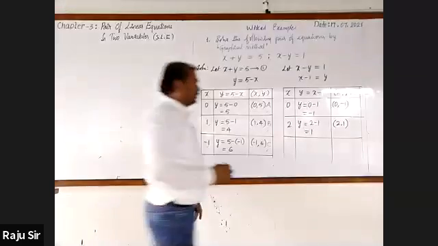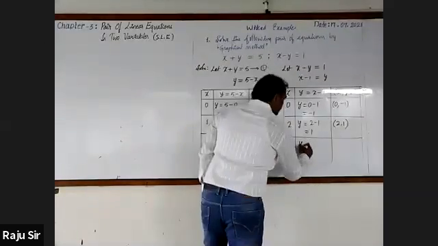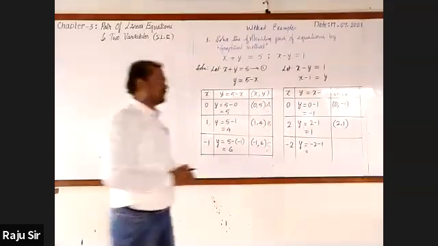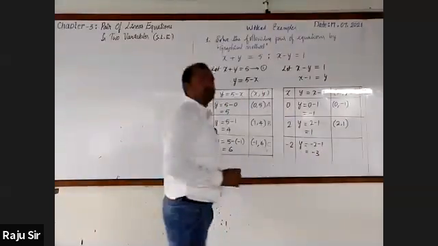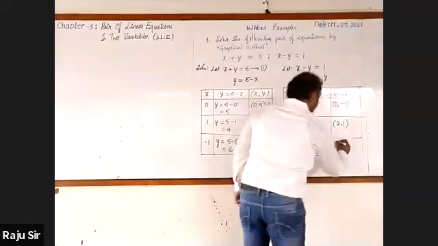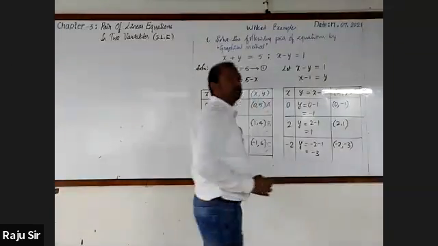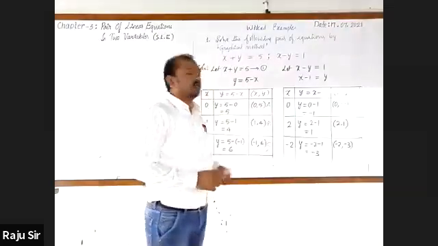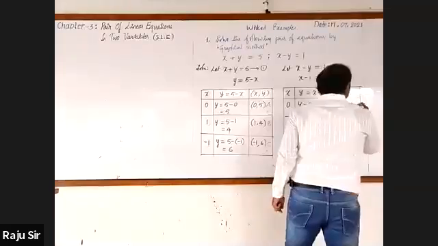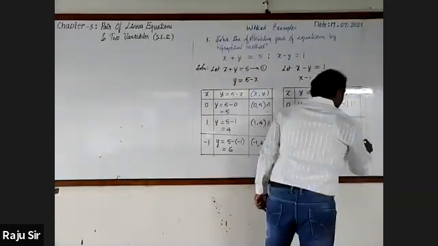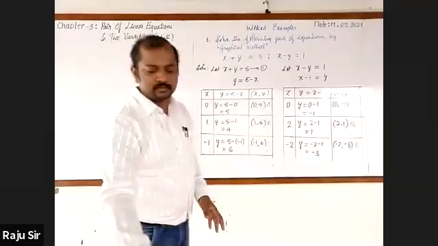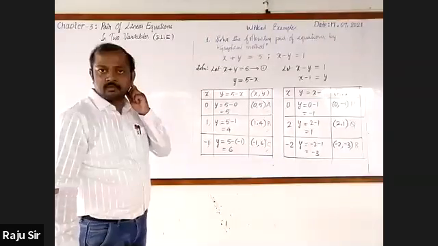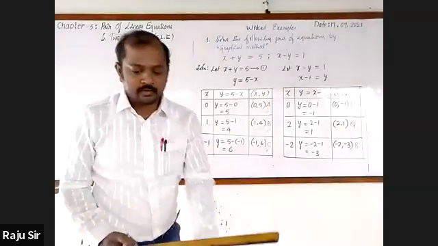Next, you will take minus 2. Then y is equal to minus 2 minus 1. Minus 2 minus 1 is minus 3. It is minus 2 comma minus 3. Now you may go for naming these coordinate points. Let me call the first one as P, second one as Q, third one as R. Over.